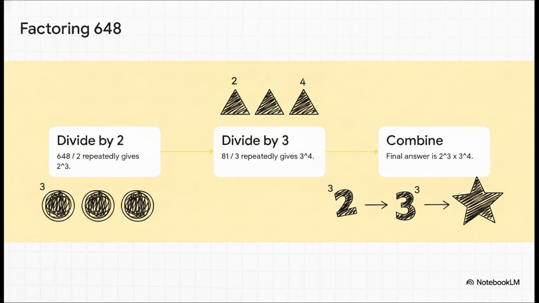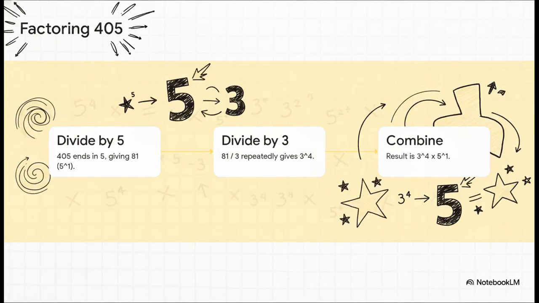Now 81 is not an even number, so let's switch to 3. 81 goes down to 27, then 9, then 3, then 1. That's 4 times. So 3 to the power of 4. Combine them together, and our final answer is 2 cubed into 3 to the power of 4. Excellent. Next up is 405.